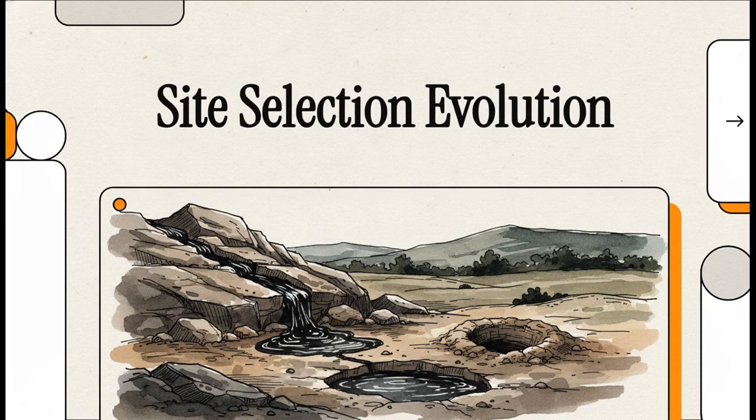Welcome to the Explainer. Today we're looking at something super fascinating, the evolution of site selection in the energy industry. Now think about this. The very first oil wells in history, back in the 1850s, weren't found with billion-dollar offshore seismic vessels or these massive engineering teams. They were found by simply watching where black liquid leaked out of the ground on its own.